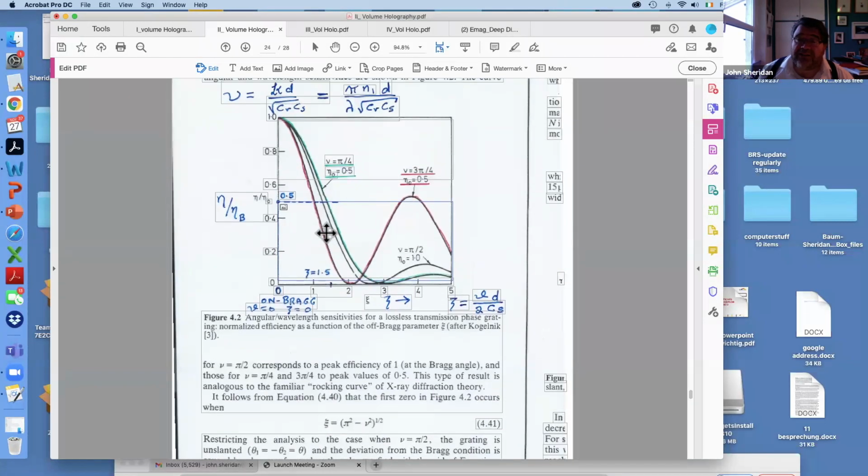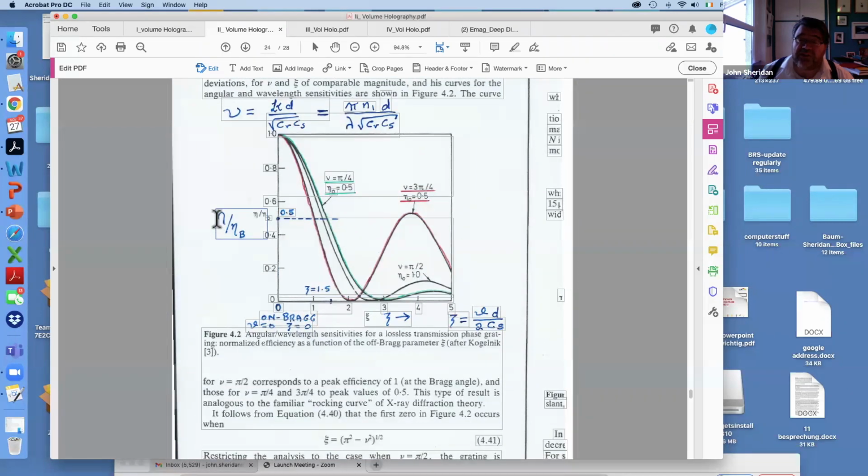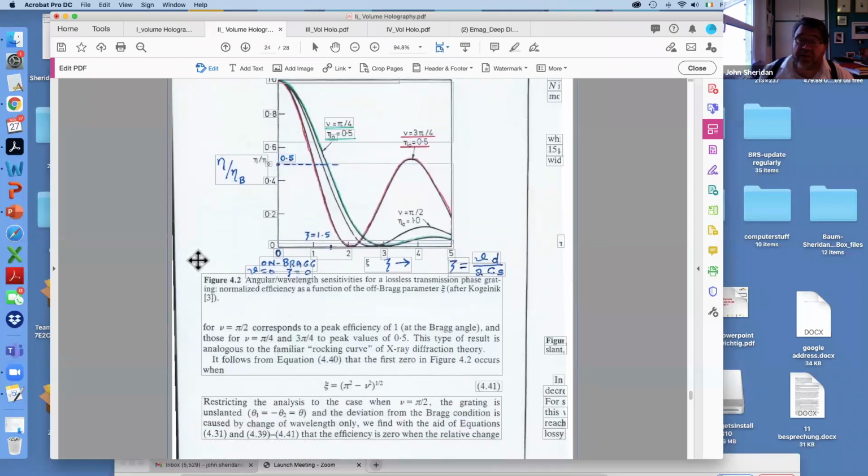So I hope everybody can see what I'm doing here. And so the important point here is I've got my diffraction efficiency, the actual diffraction efficiency for these different grating strengths divided by the diffraction efficiency on Bragg for those grating strengths. And what we've enhanced here is the actual size of the side lobes. So we can see the side lobes, relatively speaking, are getting much worse.